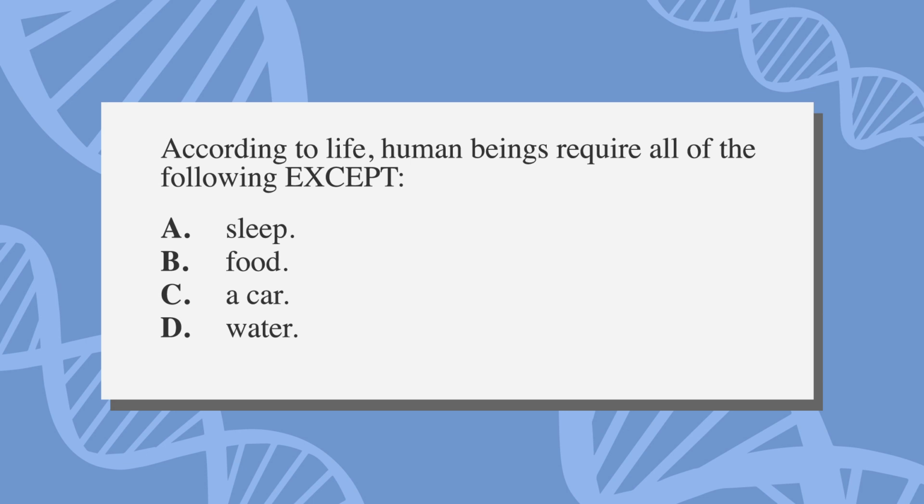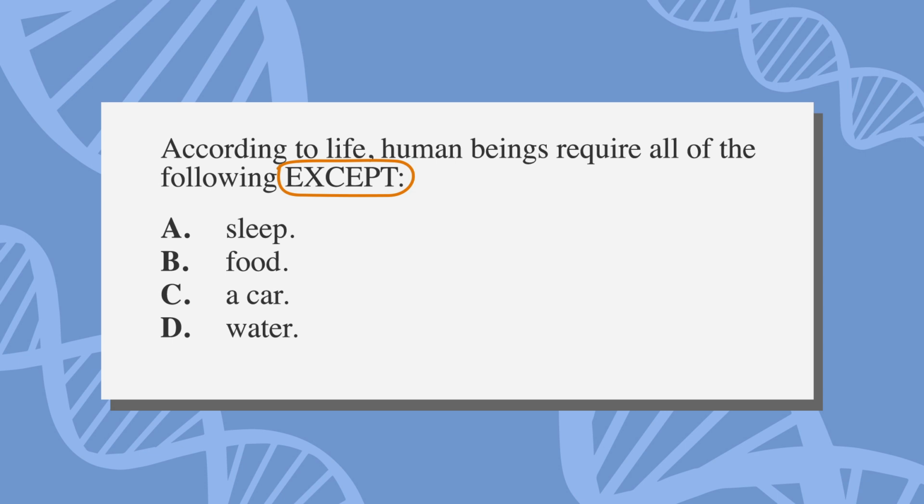According to the passage, human beings require all of the following except. The first thing you should do here is to circle the word in capital letters in the question. This will remind you that you're looking for the exception. As you go through the answer choices, you want to write yes next to the ones that are true and no next to the ones that are not true.